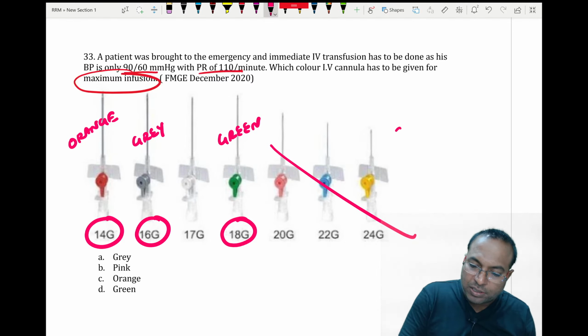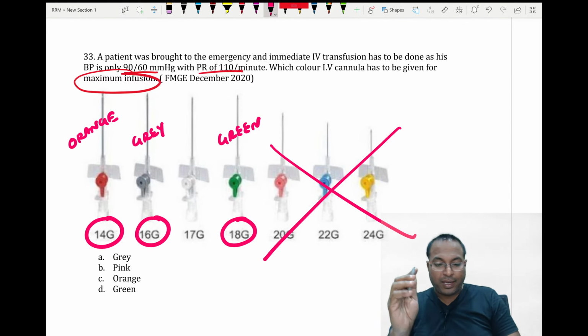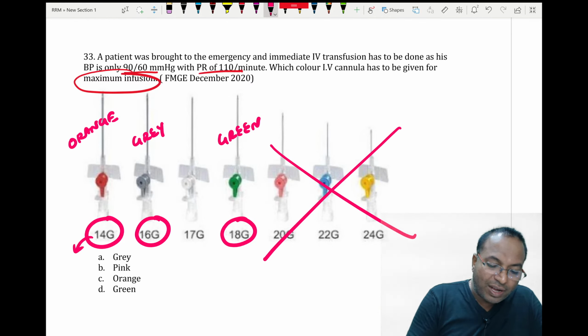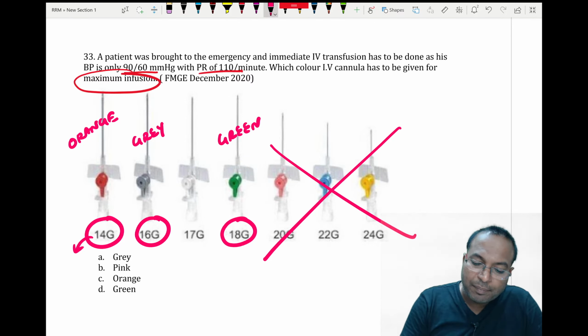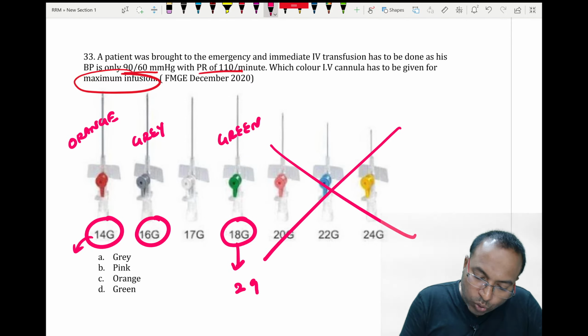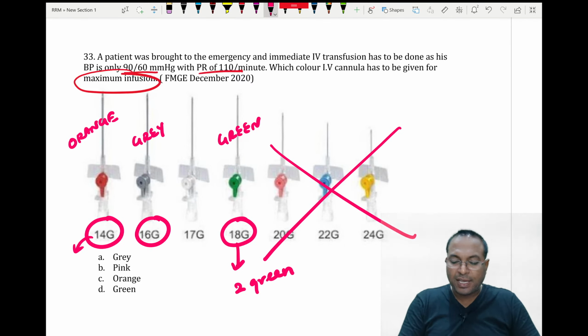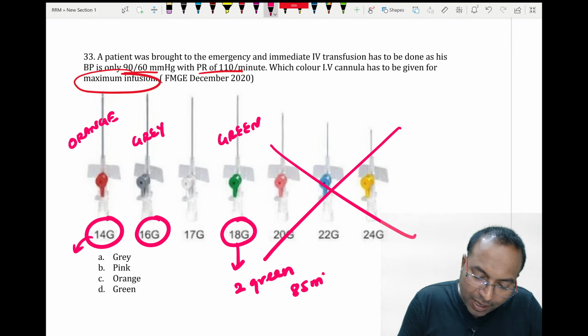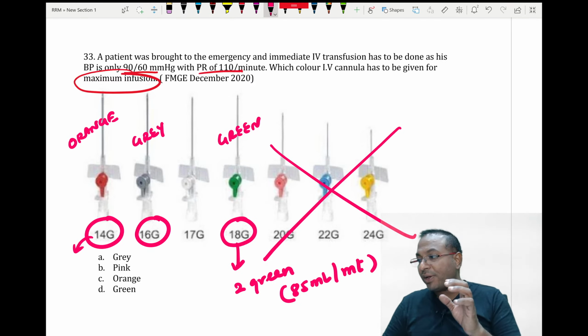These three cannulas are not used in trauma. You should use only 14, 16 or 18. In fact, 14 if it is available, that is the maximum infusion that can be done. Minimum what can be used? Minimum I can use 2 green venflons. On either side put 2 green venflons. The fluid which can go in a green venflon is 85 ml per minute.